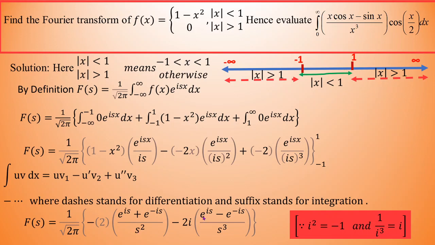Whereas here we have e^(iθ) - e^(-iθ). So this produces the trigonometric sine formula, provided we have 2i in the denominator. So I have to multiply and divide by 2i in the second term, whereas in the first term, multiplying and dividing by 2. So 2 in the first term and 2i in the second term.